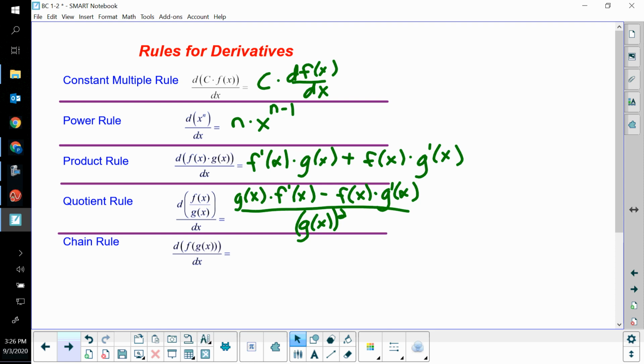And our chain rule, you start out, you do the derivative of the outermost function while keeping the inner function the same. And then you multiply afterwards by the derivative of the inside. Sometimes chain rules aren't too bad. Sometimes chain rules can be really challenging.